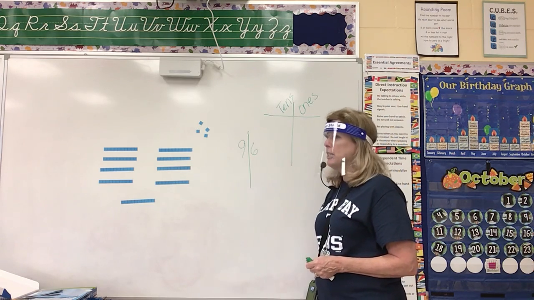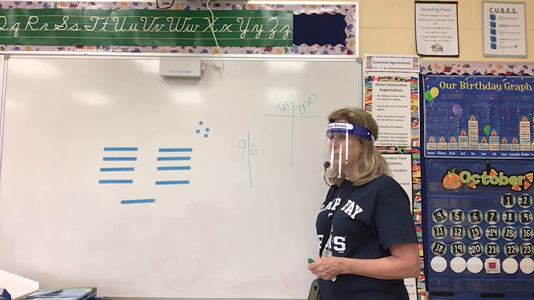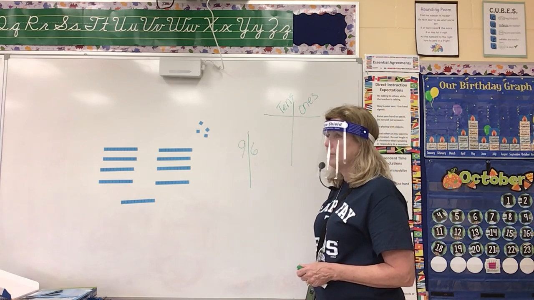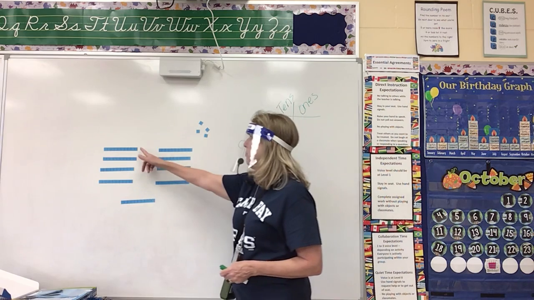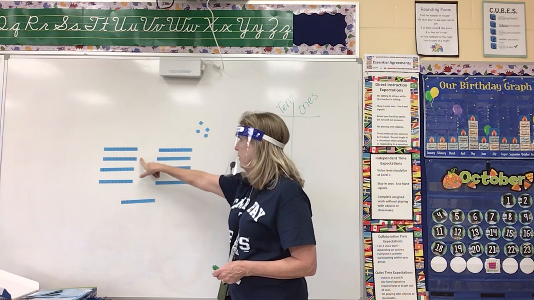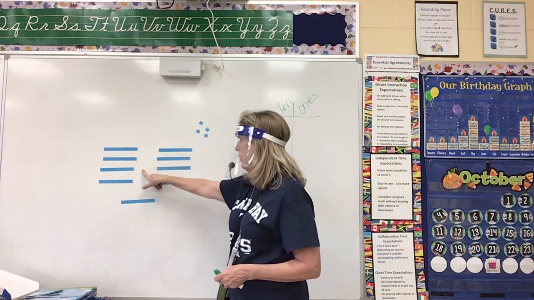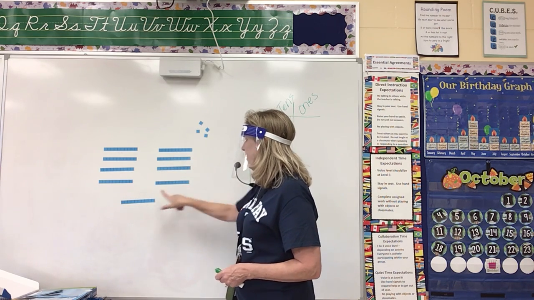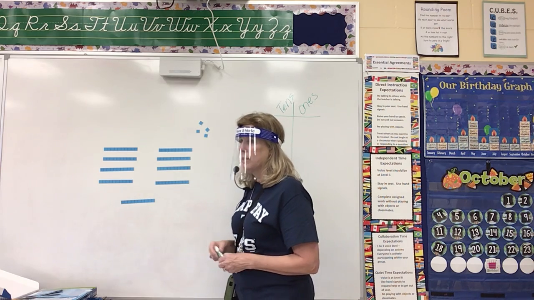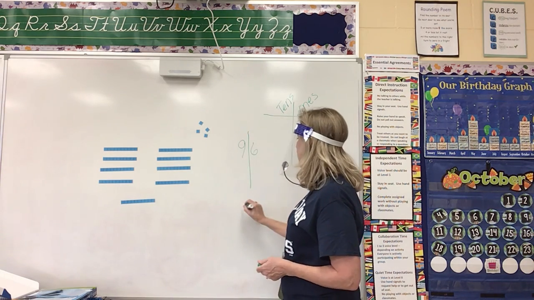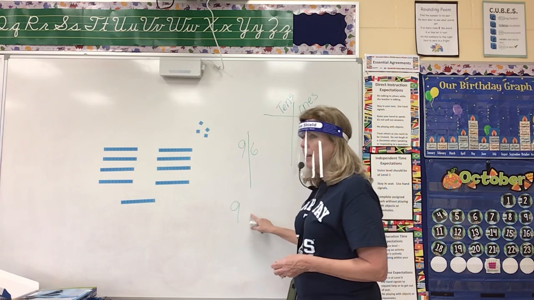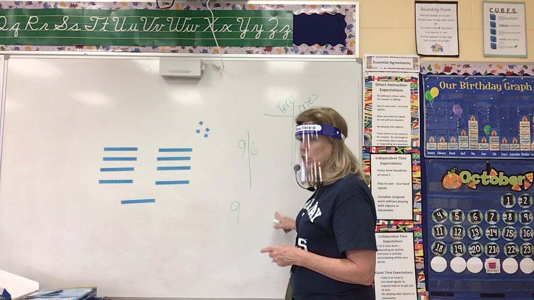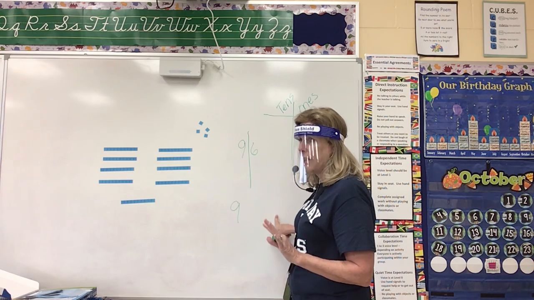How many rows did we just make? Look, how many did I put up? I put 1, 2, 3, 4, 5, 6, 7, 8, 9. So how many rows? 9 rows. Okay, so there's 9 rows, and there's 10 chairs in each row, but there's 9 rows altogether.